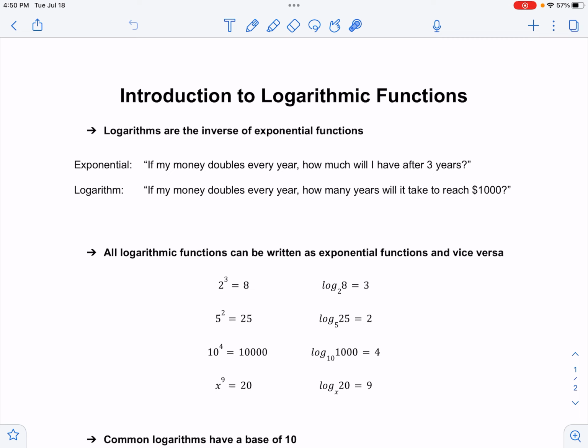In exponentials, you often saw things like this. If my money doubles every year, how much will I have after 3 years? Okay, good question. I've got an amount of time, I'm looking for the end. A logarithmic function, however, says this. If my money doubles every year, how many years will it take to reach $1,000? So it's sort of like, how long is it going to take for me to get to this point? Or this is the answer. Tell me the missing piece that I'm looking for.